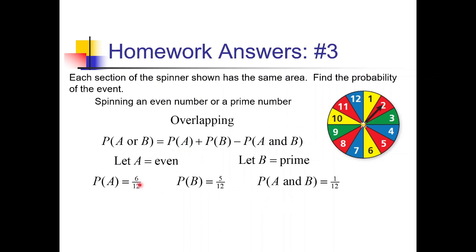So we have 6 out of 12 plus 5/12 minus 1/12. So we have 11/12 minus 1/12, which is 10/12. And that reduces to 5 over 6.